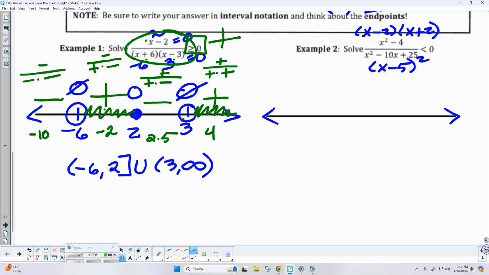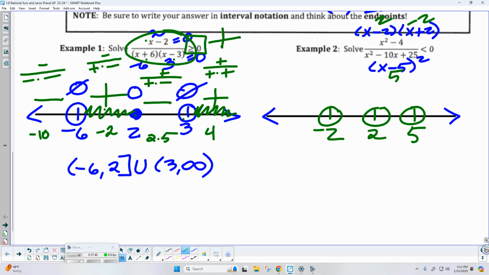All right, so let me catch up to you real quick. What 3 values are going on my sign chart? Okay, negative 2, 2, and 5. So I'm going to put those in order. Negative 2, 2, and 5. We don't have equality, so they're all open circles.